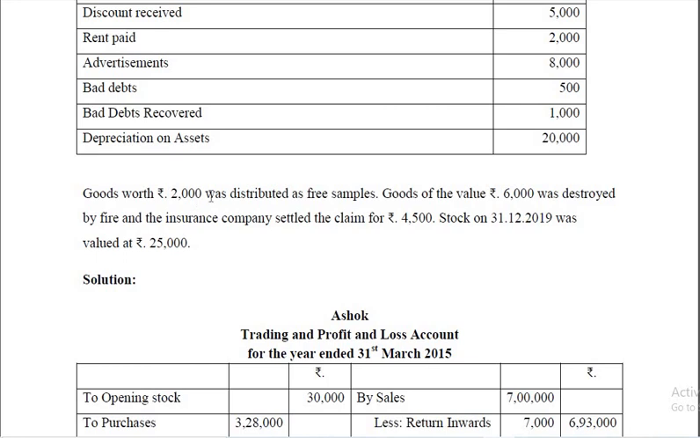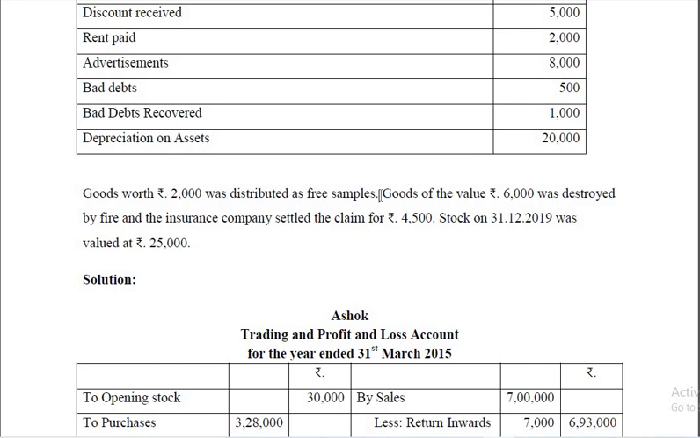Alright, here there is some additional information. Goods worth rupees 2000 was distributed as free samples. Actually, that is nothing but advertisement, a sort of advertisement. So the journal entry for that, adjusting entries: advertisement account debit to purchases account.